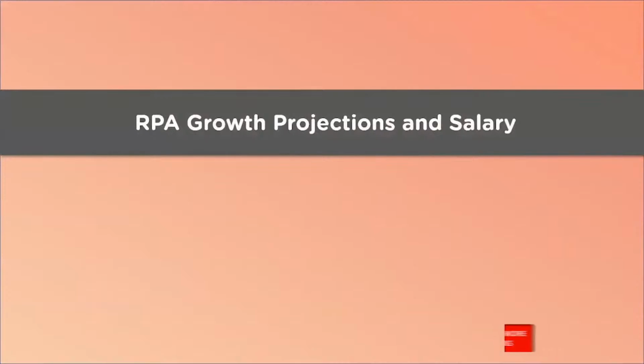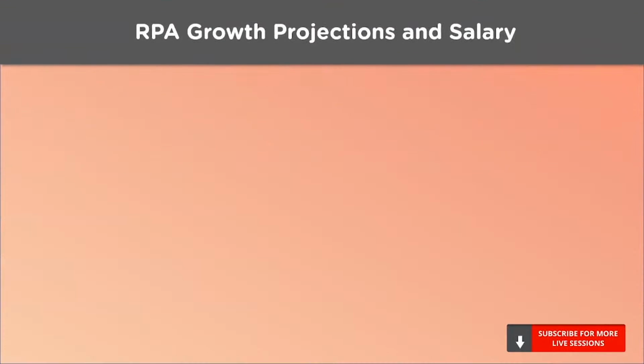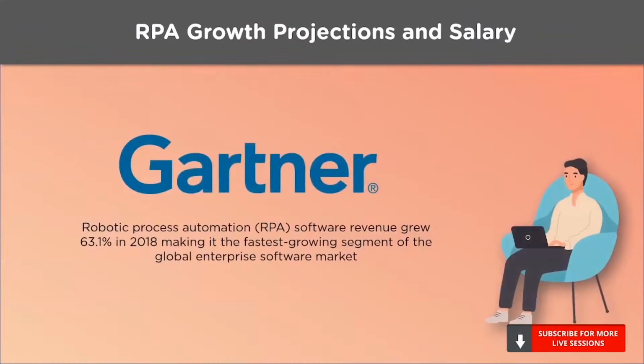If you're still wondering if this field has scope for development in the coming years, let me clarify it for you. So let's go ahead and look at the RPA growth projections and salary. According to Gartner, robotic process automation software grew by 63% in 2018, making it the fastest growing segment of the global enterprise software market. Now, the growth curve has also been steadily increasing since 2016 and continues beyond 2020.